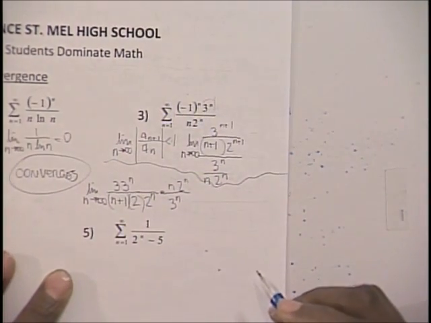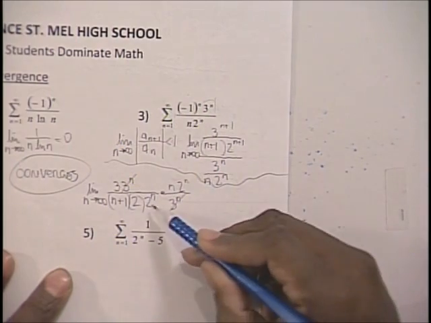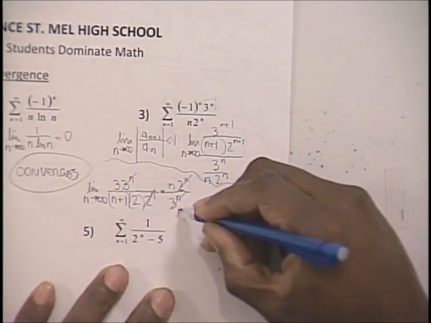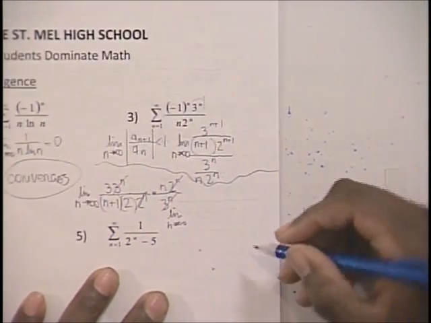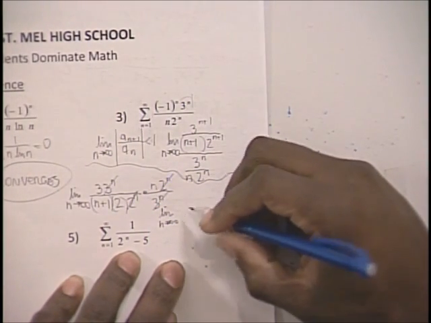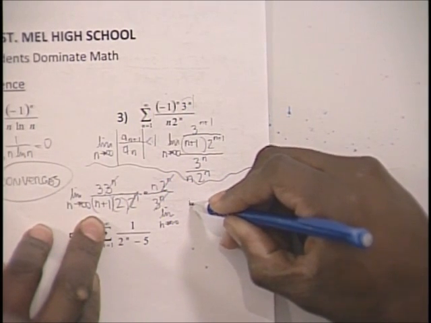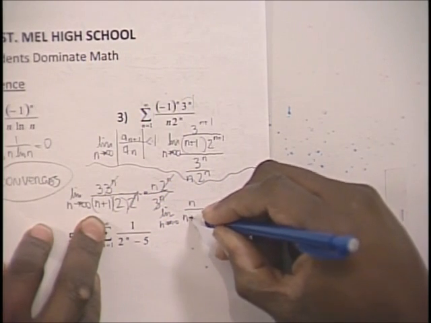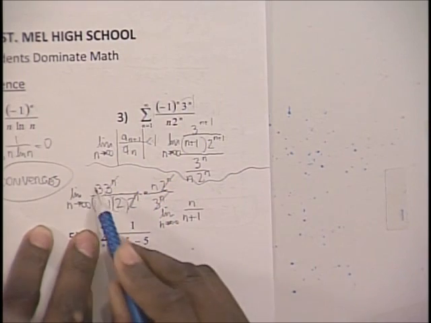Now you have cancellation. 3 to the n cancels with 3 to the n, and this 2 to the n cancels here. And what we end up with is the limit as n approaches infinity of n over n plus 1, and outside, the constant, you would have 3 halves.